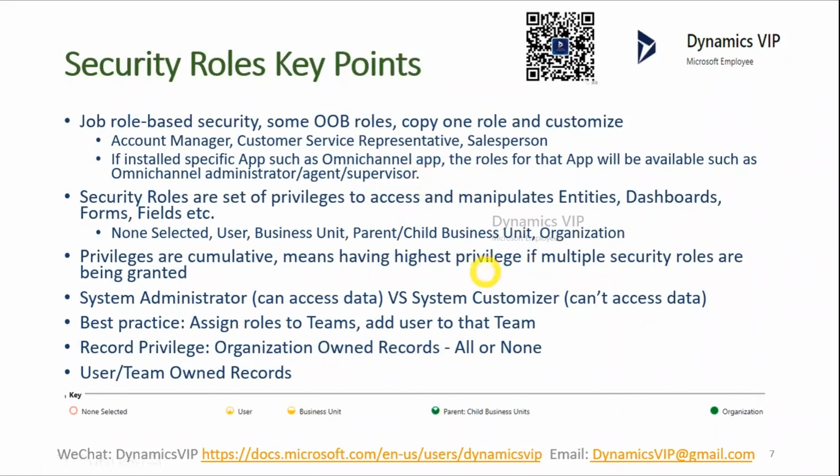Privileges are accumulated. That means if you are a member of two or three teams, then you have all the privileges of those two or three teams. System administrator can access data, but system customizer cannot access data. The customizer can change settings, but cannot read the data. Best practice: assign the role to teams, then add the user to that team. Organization-owned records either have all the privileges or none. Yeah, that's for today.